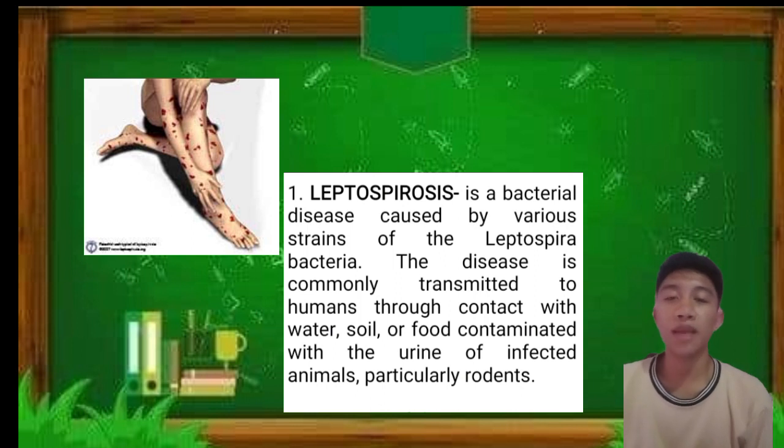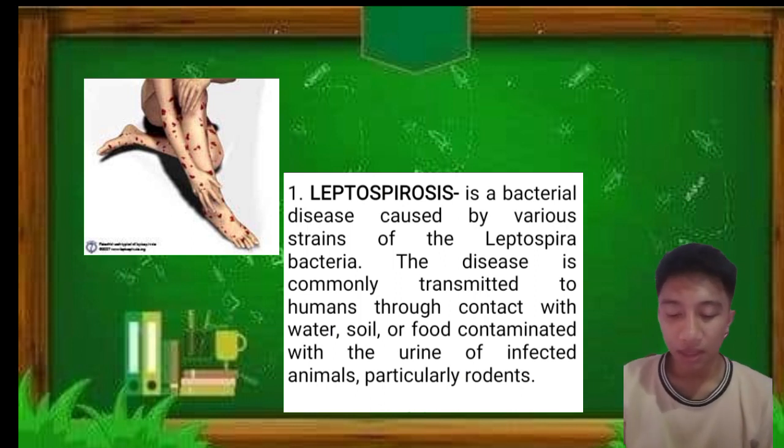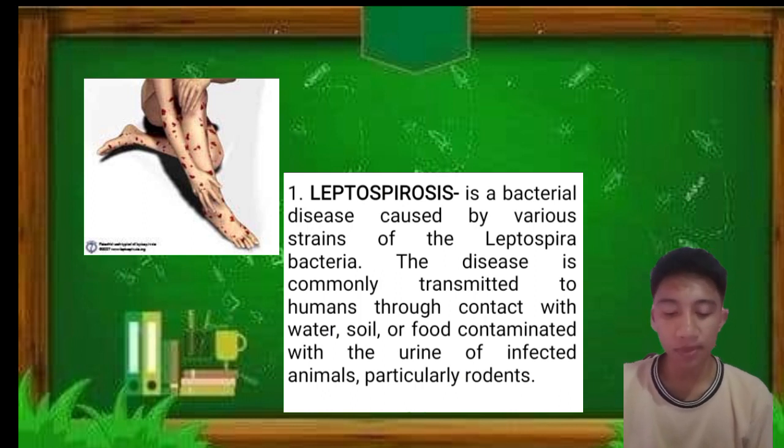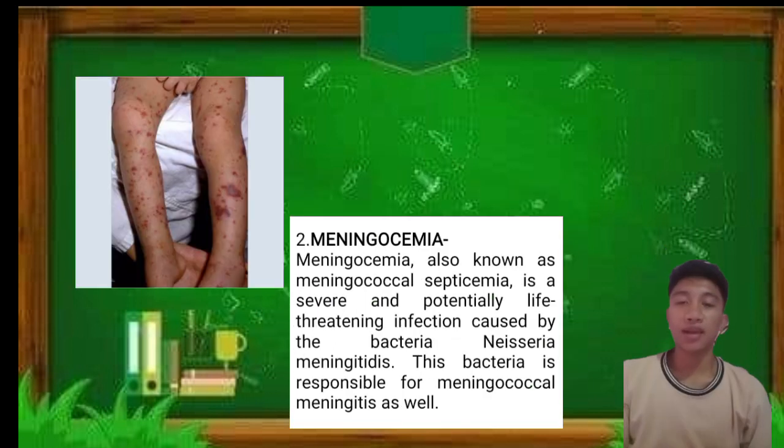Number one is leptospirosis. It is a bacterial disease caused by various strains of the Leptospira bacteria. The disease is commonly transmitted to humans through contact with water, soil, or food contaminated with the urine of infected animals, particularly rodents.